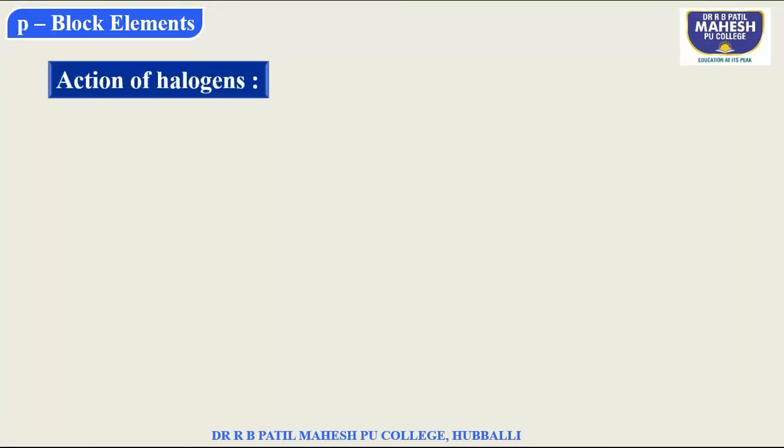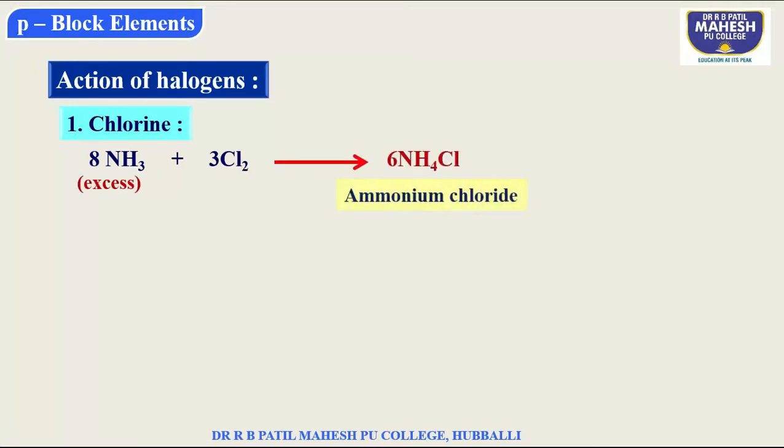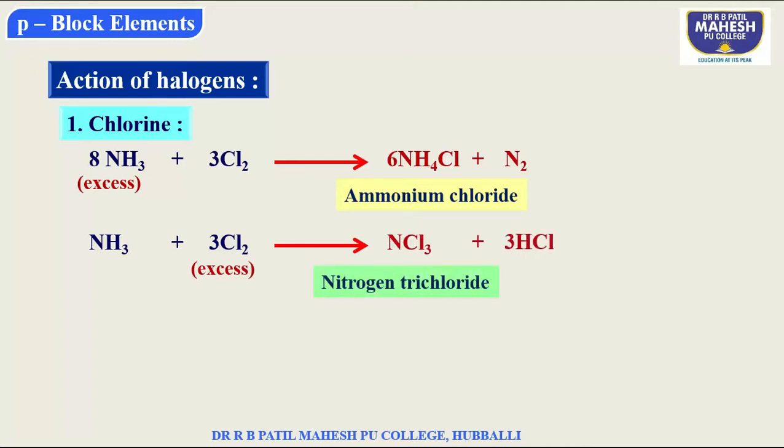Action of halogens. Reaction with chlorine. Ammonia reacts with chlorine and forms ammonium chloride as a product along with dinitrogen. So here we have taken excess of ammonia. Suppose when excess of chlorine is taken as a reactant, then we are going to get nitrogen trichloride as the product along with hydrochloric acid.